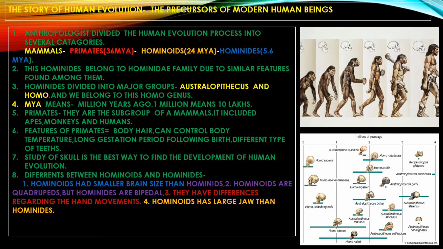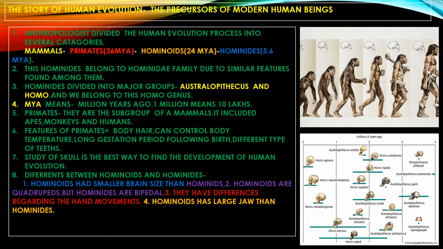So the very first point is the story of human evolution, the precursors of the modern human beings. Anthropologists divided the total human evolution process into several categories or parts. It was not easy, and it is also not easy to write down the whole human evolution process at the same time, though we have tried it.